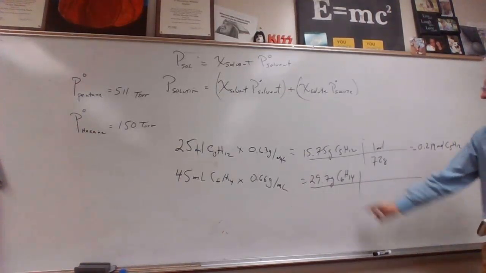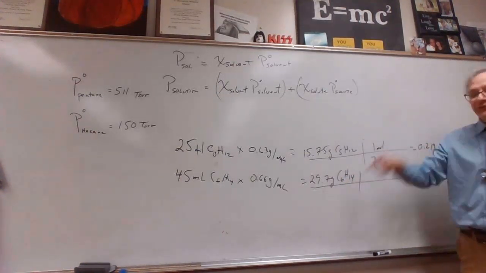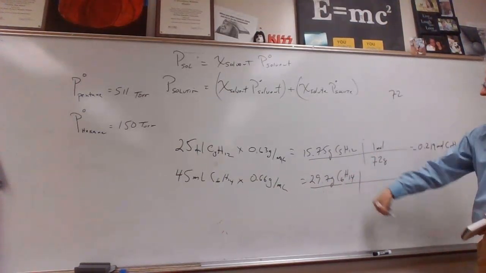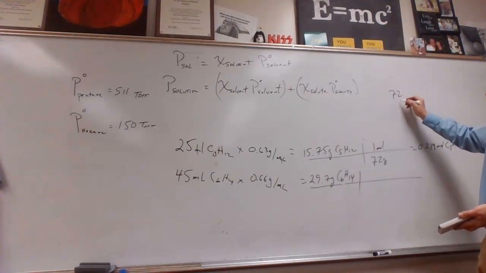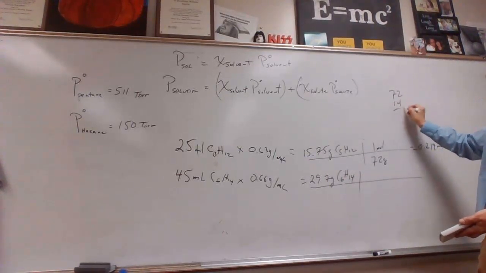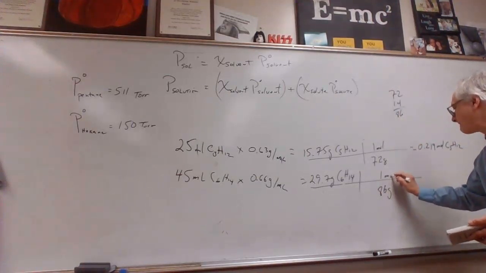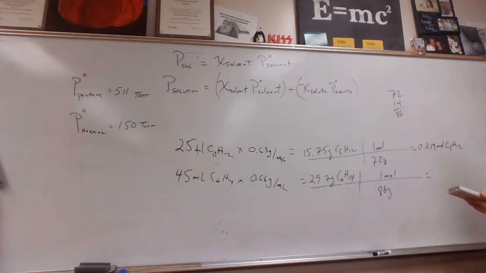That's bad. Okay, so C6H14. We've got 72 grams of the carbon for the 6 carbons, plus 14, 86 grams in 1 mole. So let's get the number of moles. 29.7 divided by 86, and that's 0.345 moles of hexane, C6H14.